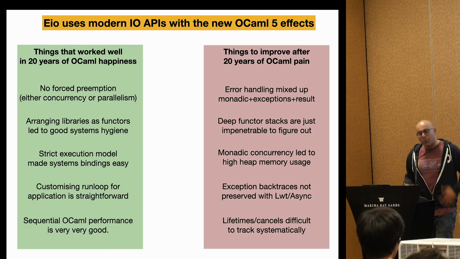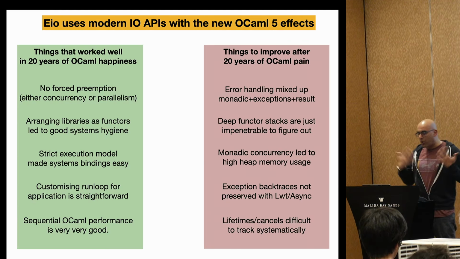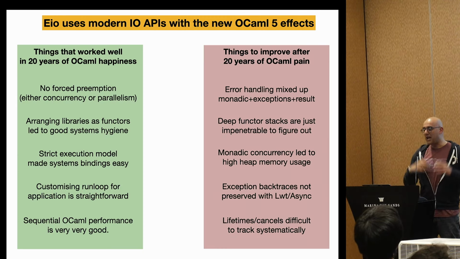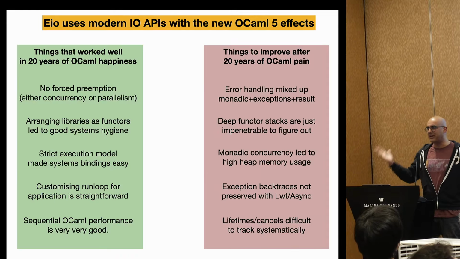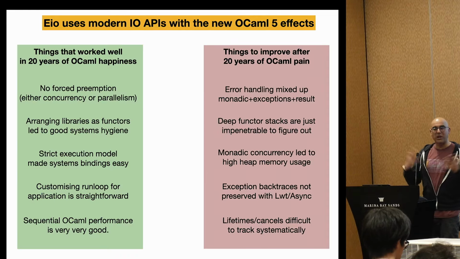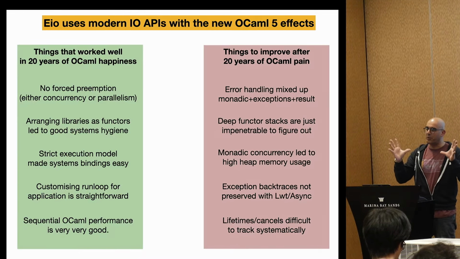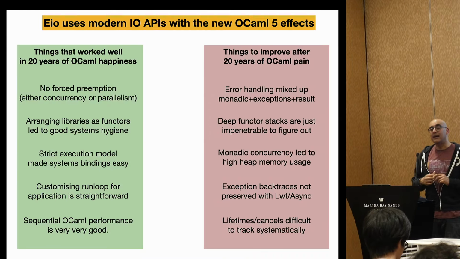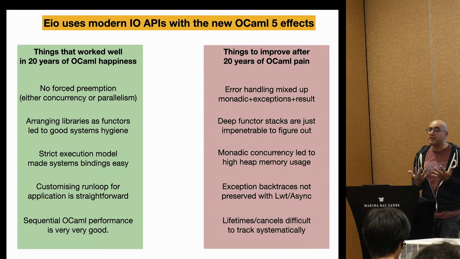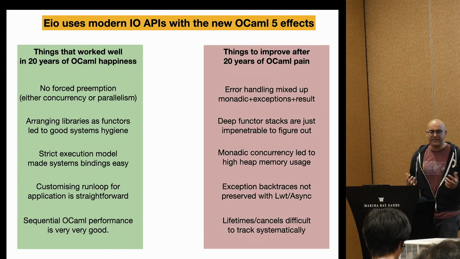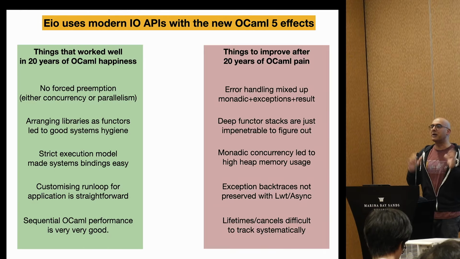And so the thing we learned in about 20 years of OCaml coding is that there's loads of really cool things about OCaml, right? It doesn't force you to do things. It's got a strict execution model. It's got run loops that you can customize. It's the perfect language for systems programming in many ways. Except that handling I/O was really painful because you have all these monads, you have lots of heap allocation, you lose your backtraces, and after a while, debugging that really becomes a drag.